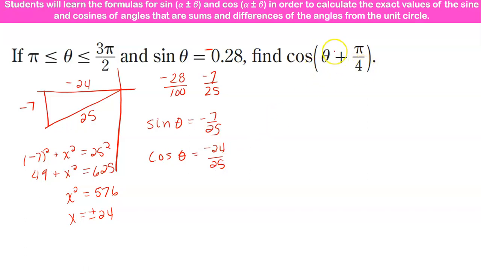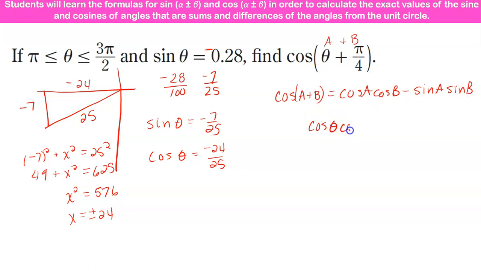And we're doing the cosine of A plus B. So cosine of A plus B is cosine A, cosine B, minus the sine of A, sine of B. So I'm going to have the cosine of theta times the cosine of pi over 4, minus the sine of theta times the sine of pi over 4.